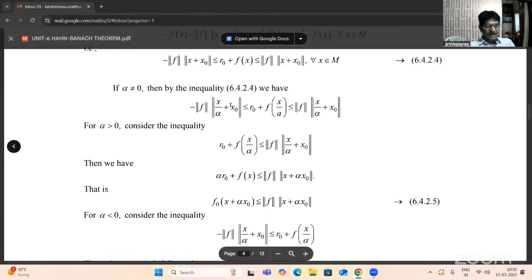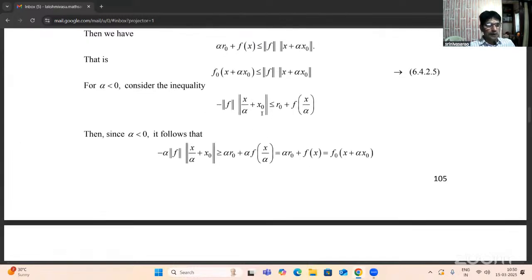Okay, this is x by alpha minus x naught here. Less than or equal to, greater than or equal to, because of the right side of this part. So alpha less than 0, it follows that minus alpha into norm f, norm x by alpha plus x naught greater than or equal to alpha r naught plus alpha into f of x by alpha. So the entire inequality is multiplied by minus alpha here. So minus of less than or equal to means greater than or equal to.